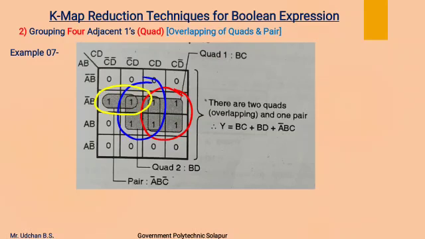Now we have to write down the terms related to each quad and pair. For this quad the term will be B C. For this quad the term will be B D, and for this pair the term will be A bar B C bar. Now by combining all these terms we can get the reduced equation for the given K-map.